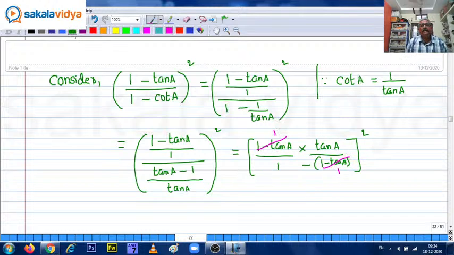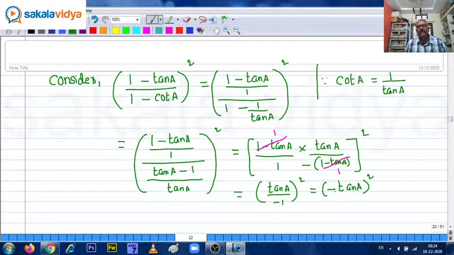So now tan A by negative 1 you will be getting, tan A by minus 1 into 1 minus 1 whole square. This can be written minus tan A whole square. So if you square, minus tan A whole square, minus square is positive, so tan square A. Say equation 2.